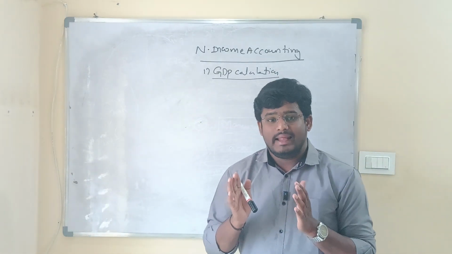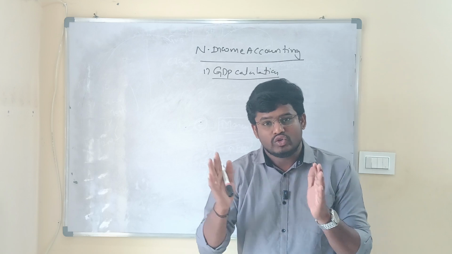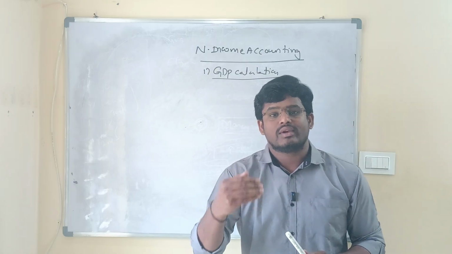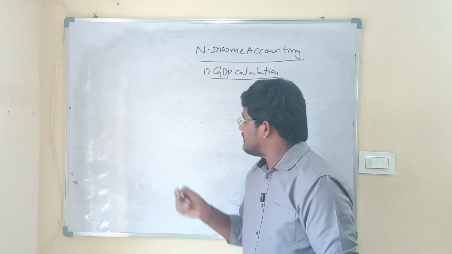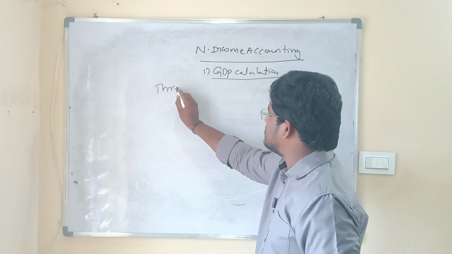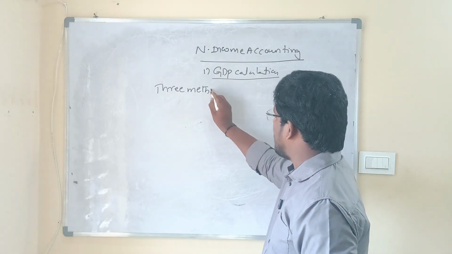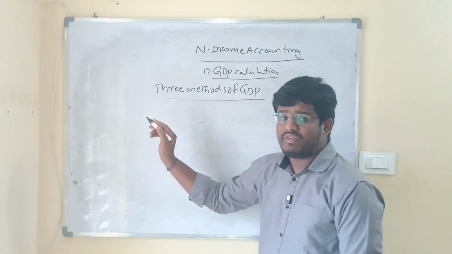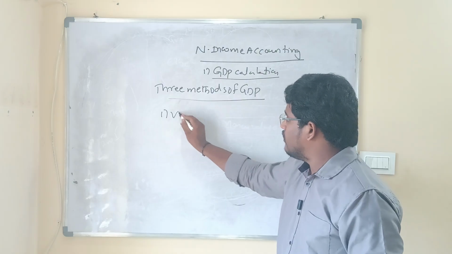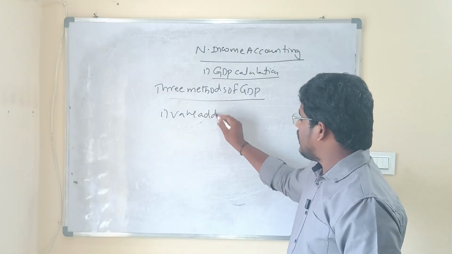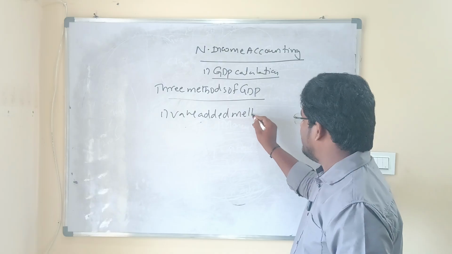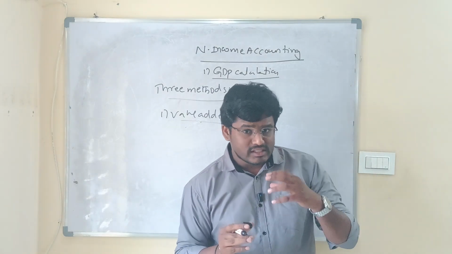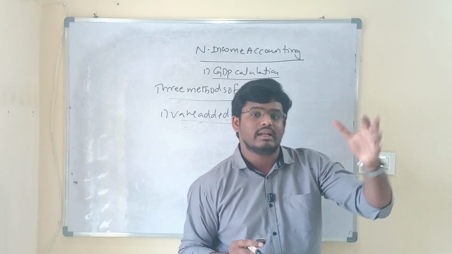Now once the NSO divides the economy into three producing sectors, there are three methods where we can calculate GDP. Now we are going to discuss three methods of GDP calculation in India. Three methods. Now the first method which we are going to discuss is referred to as the value added method. Now let us understand what this value added method is and how we can use this method to calculate GDP.